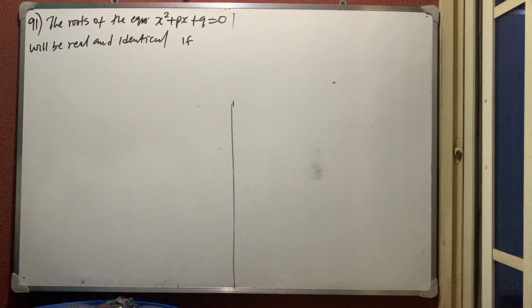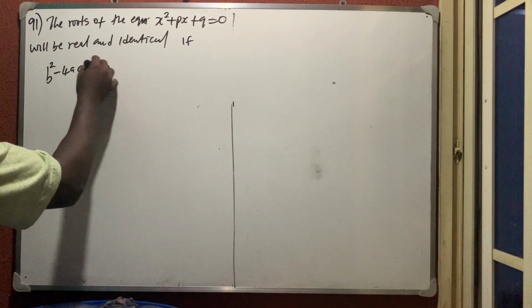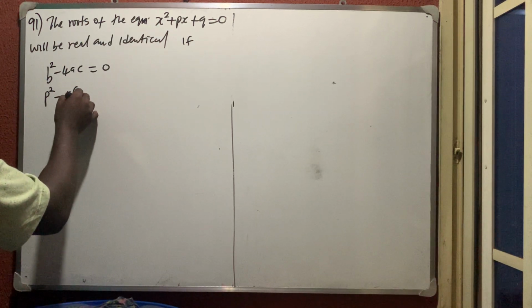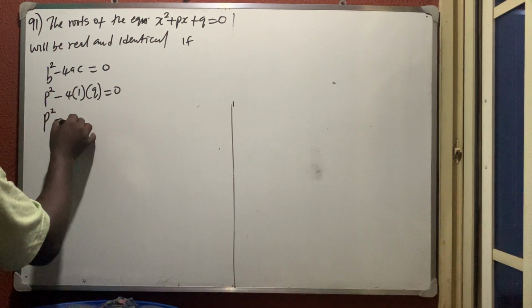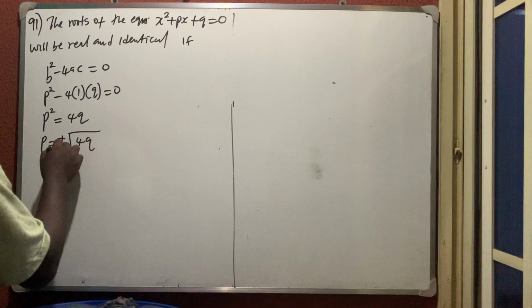If they are real and identical, which means real and the same. If they are real and the same, I think that their determinant is 0. Let us check their determinant being 0. That is b squared minus 4ac is equal to 0. So let us put it. B squared minus 4 into 1 into q is equal to 0. So b squared is equal to what? 4q. So b is equal to what? The square root of 4q, plus or minus.